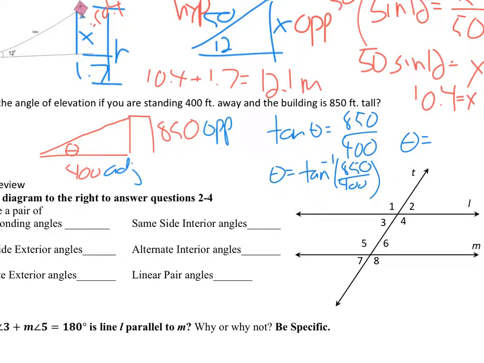You guys want to round it? Okay, so we get 64.79, which will round to 64.8 degrees.